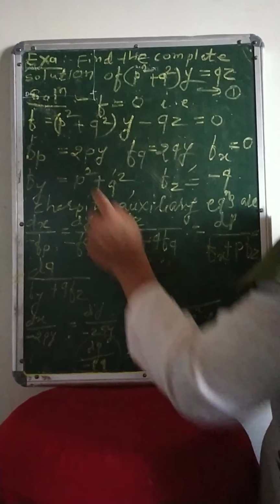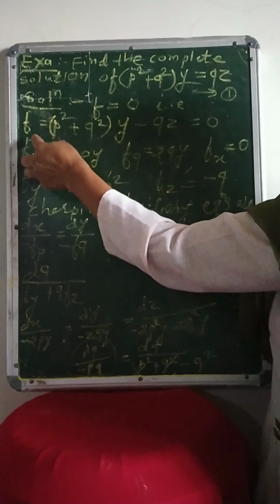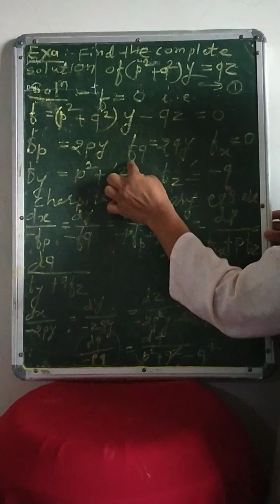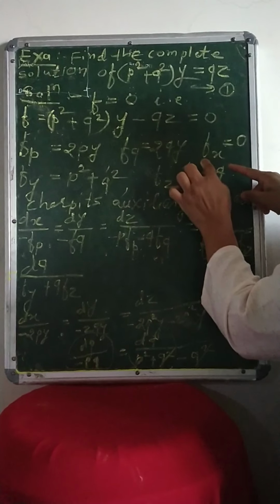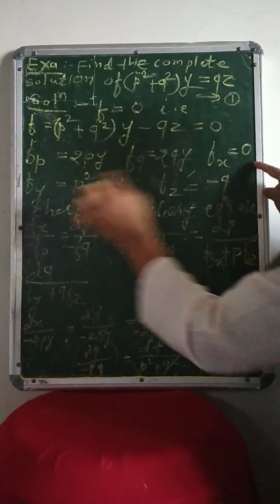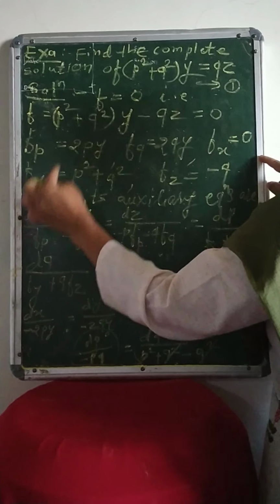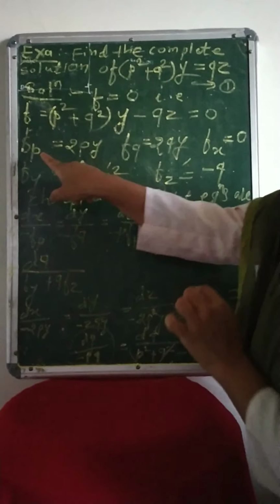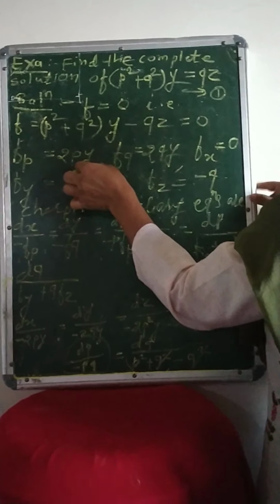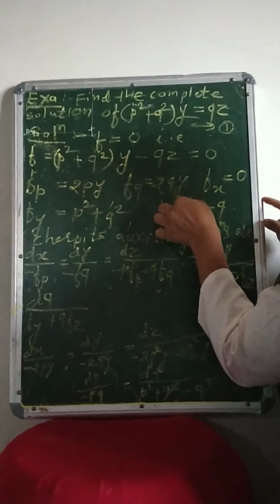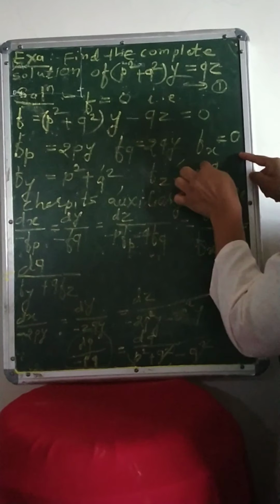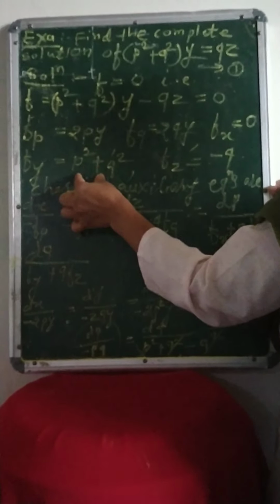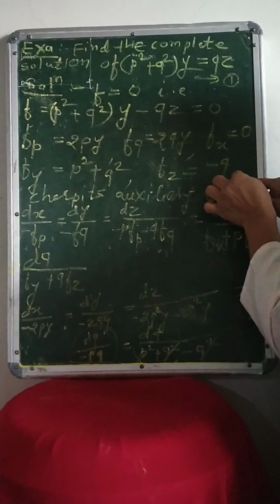After this, we have to find all the partial derivatives of this f, that is, partial derivative of f with respect to p, with respect to q, with respect to x, with respect to y, and with respect to z. So fp means 2py, fq is 2qy, fx, here x is absent, so fx is 0, fy is p square plus q square, fz is minus q.